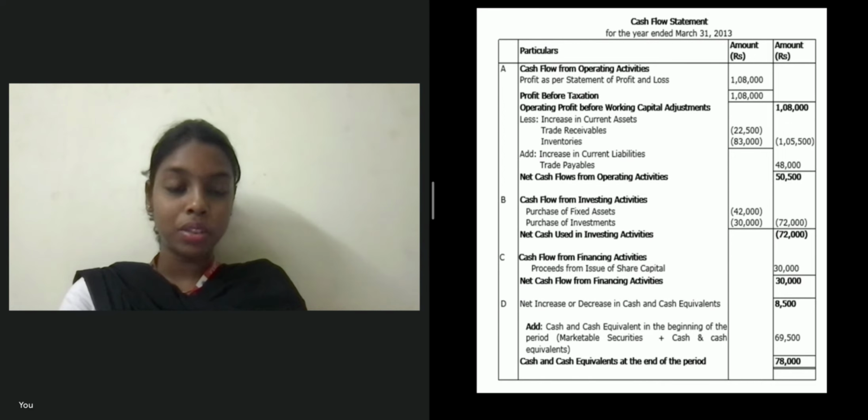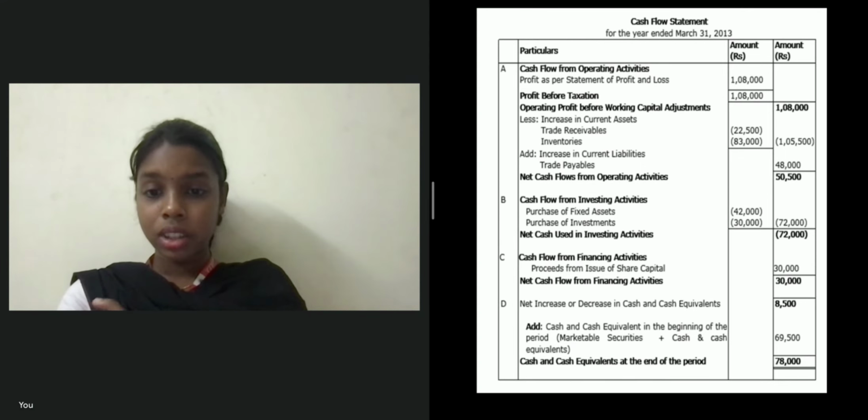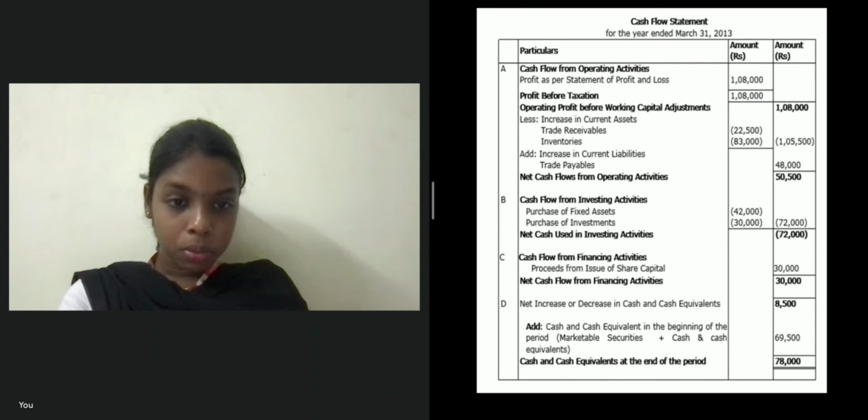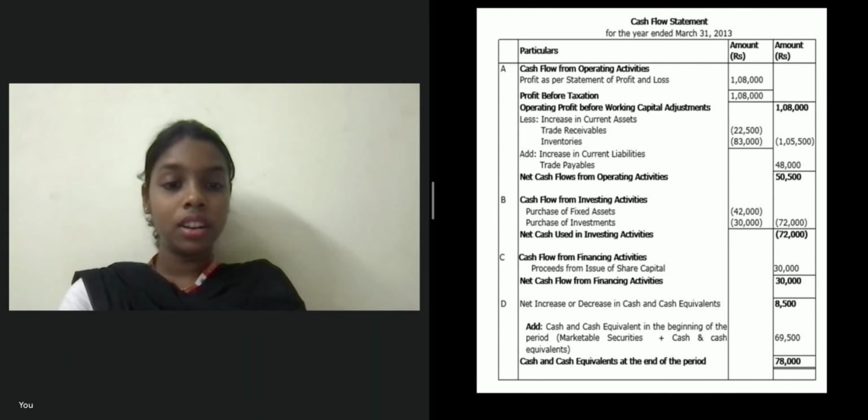Next comes the cash flow from financing activities. The cash flow from financing activities is a section of a company's cash flow statement which shows the net flows of cash that is being used to fund the company. The financing activities include transactions involving debt, equity, and dividends. So the proceeds from issue of share capital is added in the cash flow from financing activities, which is 30,000. Then the net flow from the financing activities is 30,000.